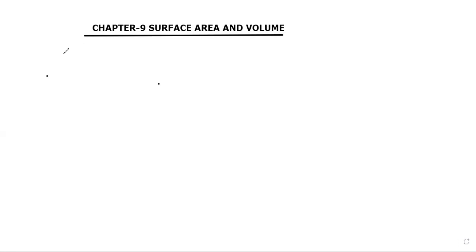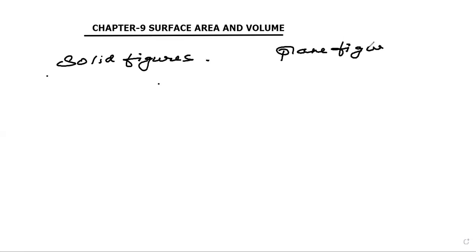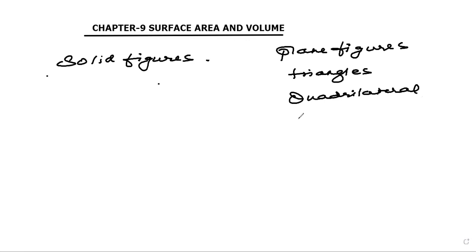In this chapter, children, you're going to study about solid figures. Earlier, what you learned, children, in geometry was about plane figures. Now, plane figures consisted of what, children? It consisted of closed figures: triangles, quadrilaterals, circles is what you learned, okay?